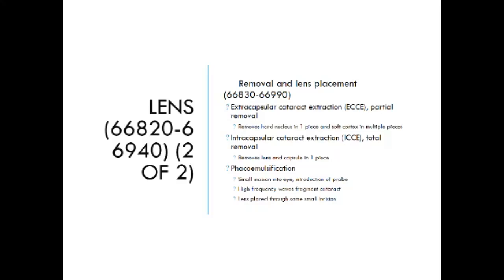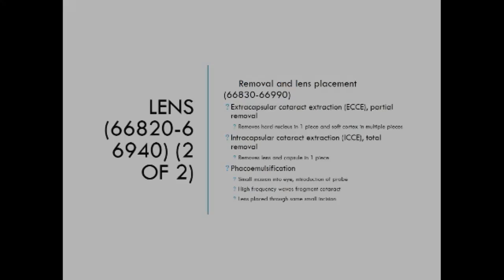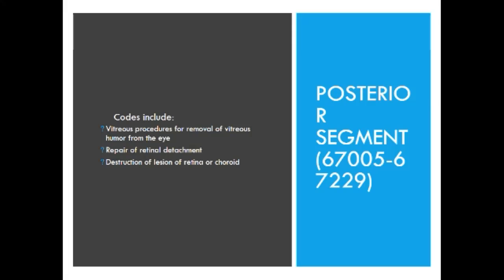Phacoemulsification: a small incision into the eye, introduction of the probe, high frequency waves fragment the cataract, and the lens is placed through the same small incision. So posterior segment, 67005 through 67229. Codes include vitreous procedures for removal of humor of the eye, repair of retinal detachment, and destruction of lesion of retina or choroid.